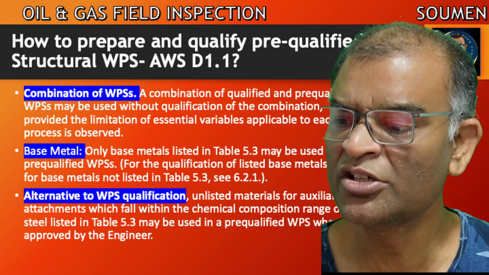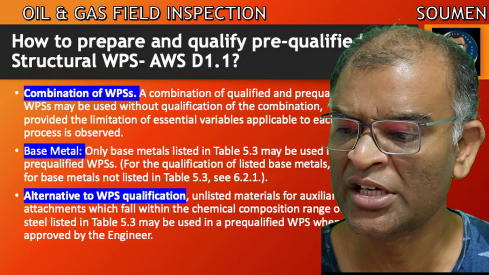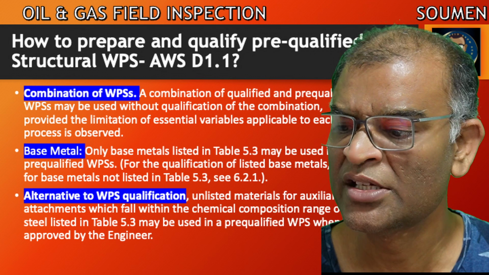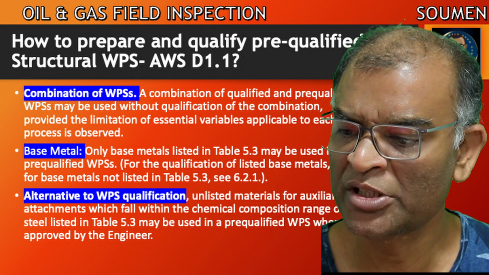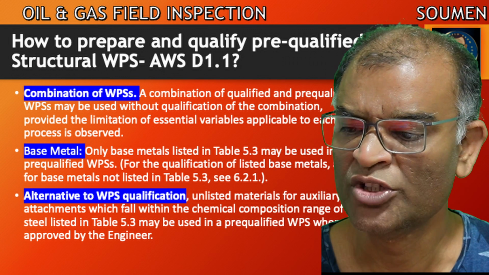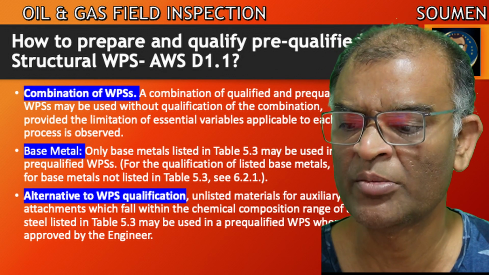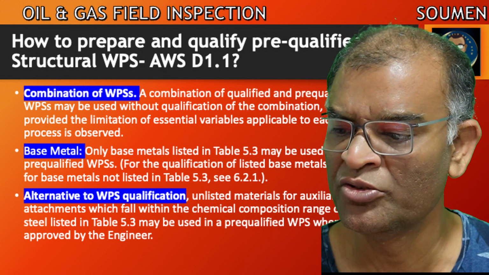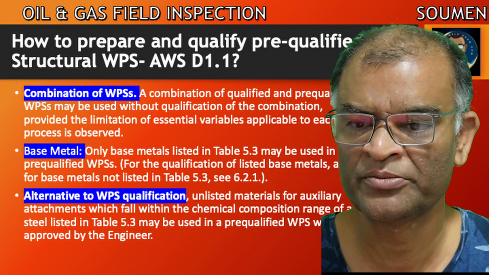For the qualification of the listed base metals and for base metal not listed in table 5.3, see 6.2.1. Alternative WPS qualification: unlisted material for auxiliary attachment which falls within the chemical composition range of a steel listed in table 5.3 may be used in a pre-qualified WPS when approved by the engineer.